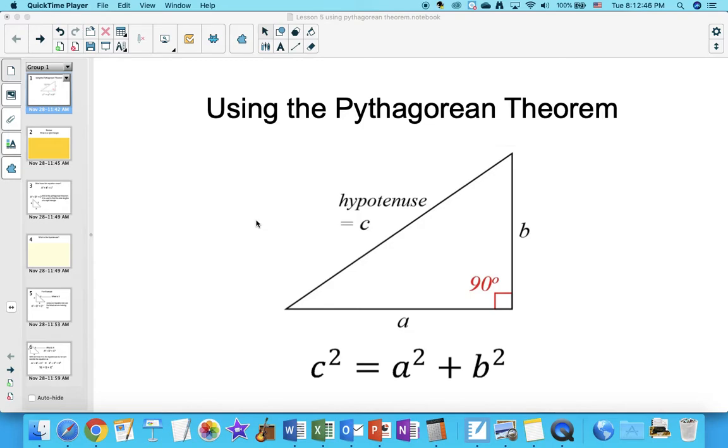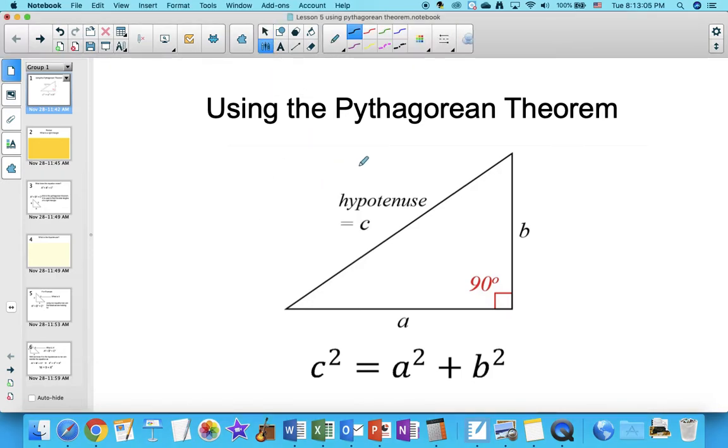You're watching the other lesson on the Pythagorean theorem. This lesson will be talking about how to apply the Pythagorean theorem in certain types of questions. So the previous lesson talked about what the Pythagorean theorem was, what the equation is, and how to prove if a triangle is actually a right triangle.